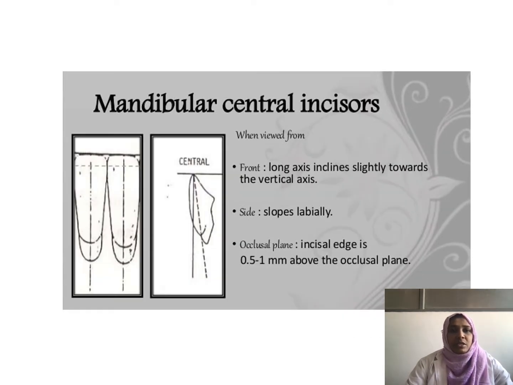Coming to the arrangement of the lower, that is mandibular, anterior teeth. Coming to the mandibular central incisors, when viewed from the front, the long axis inclines slightly towards the vertical axis, and from the side it slopes labially. Coming to the occlusal plane, the incisal edge is 0.5 to 1 mm above the occlusal plane.